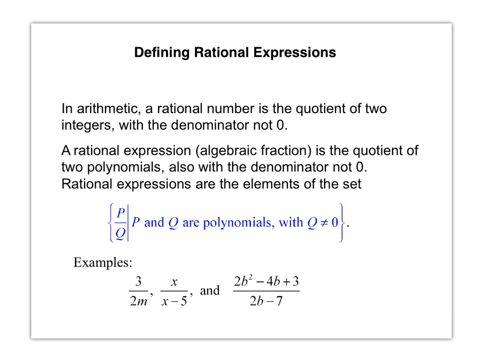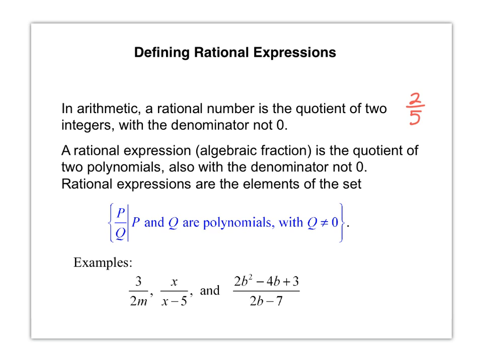Defining rational expressions. In arithmetic, a rational number is the quotient of two integers with the denominator not zero. An example of a rational number is 2/5. A rational expression is an algebraic fraction. It's the quotient of two polynomials, also with a denominator not equal to zero. Rational expressions are the elements of the set P over Q, where P and Q are both polynomials, and Q, the denominator, cannot equal zero.